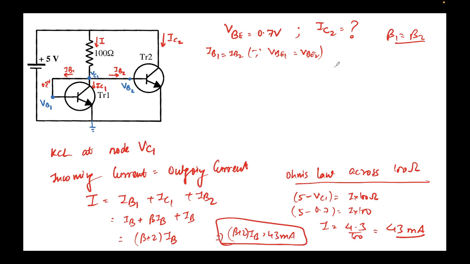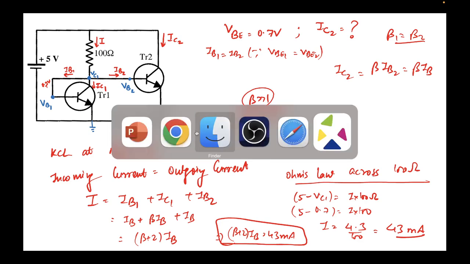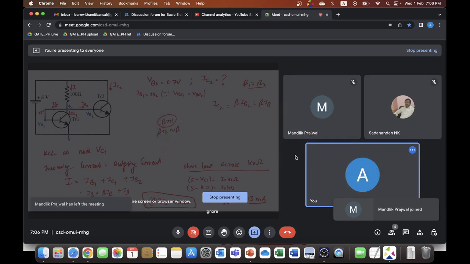Now I'll come to this. We were required to find IC2. IC2 is nothing but beta IB2, which is nothing but beta IB. Right, if beta is large, that means beta is greater than 1, let's say, so beta plus 2 I can approximate as beta. If beta is 100, we can neglect 2, that's the whole point. So beta plus 2 is approximately equal to beta.